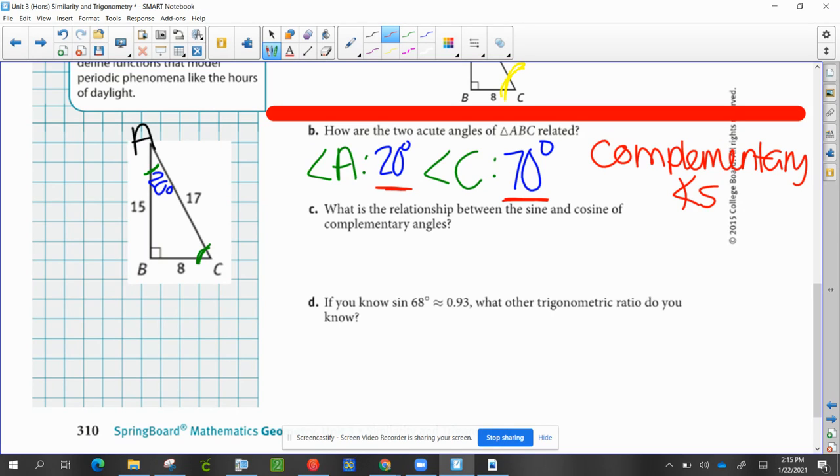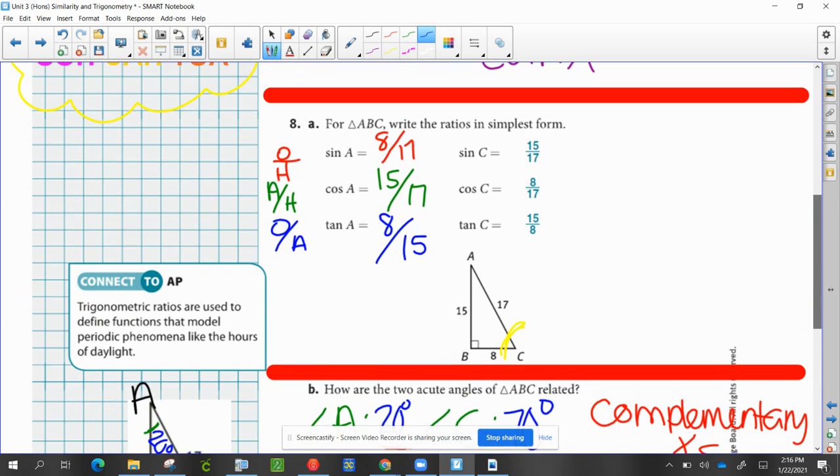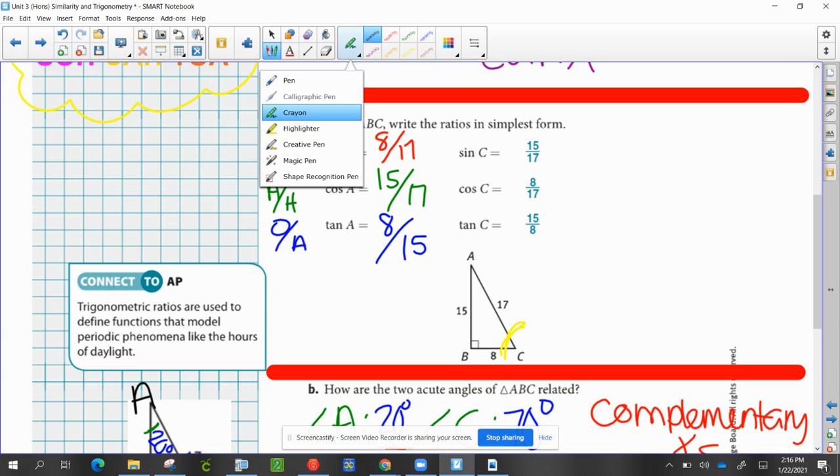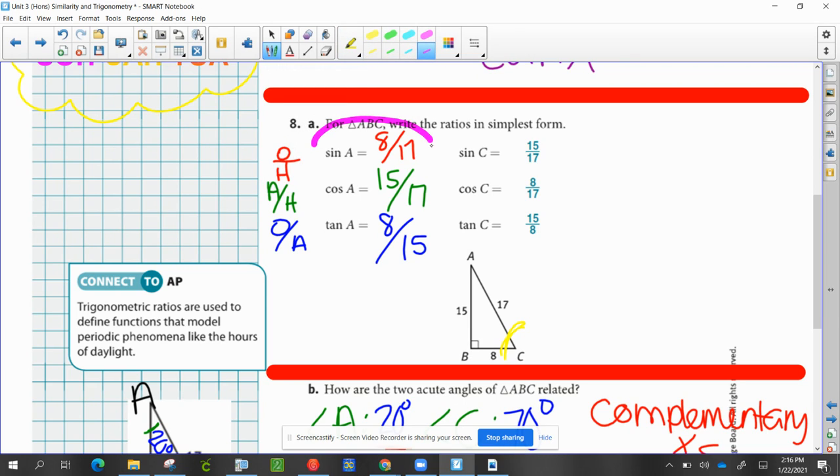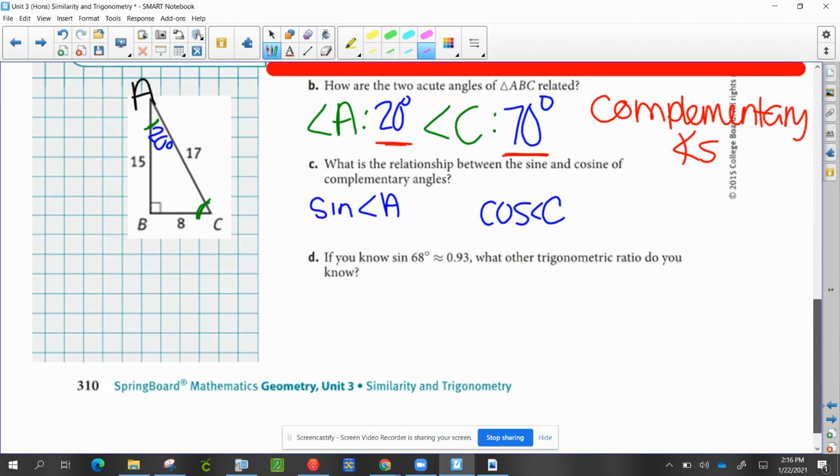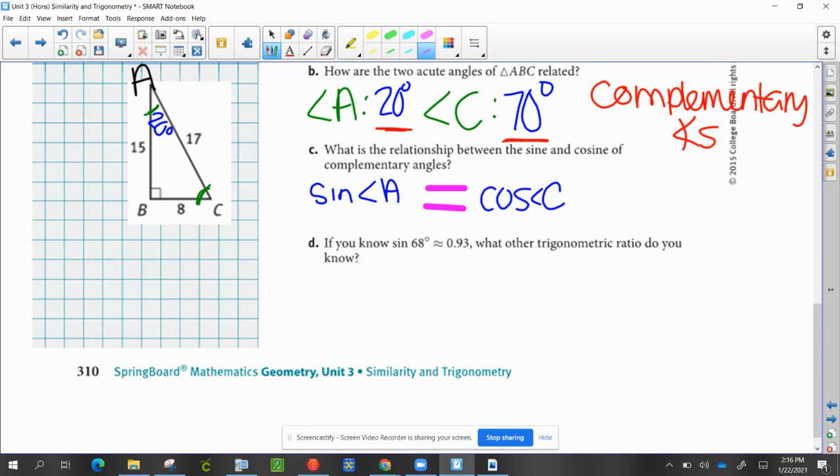Question C says, what's the relationship between the sine and cosine of complementary angles? So they're asking, what's the relationship between the sine of angle A and the cosine of its complementary angle, so the cosine of angle C. So let's look back at our work above. Let me get a highlighter maybe. How does the sine of angle A relate to the cosine of the complementary angle, so the cosine of angle C? Well, how do those relate? They're the same measurement. They equal each other.